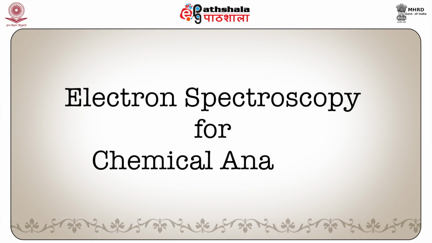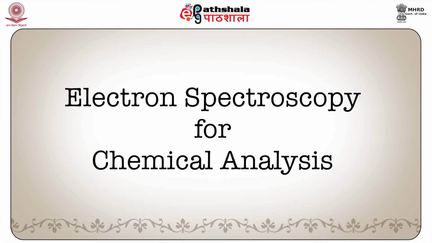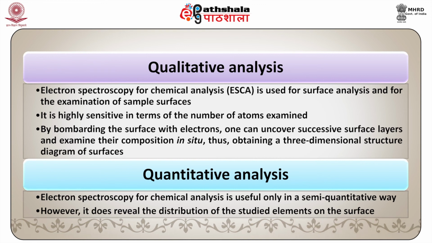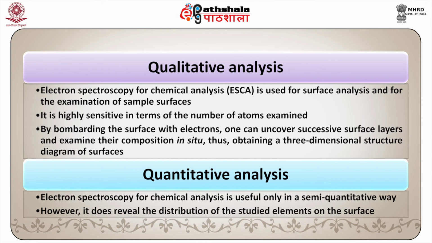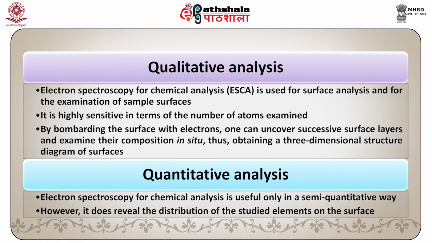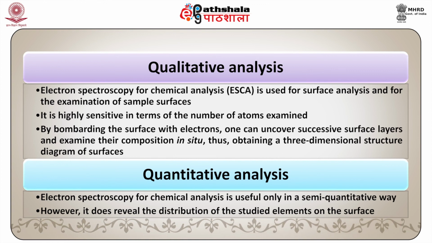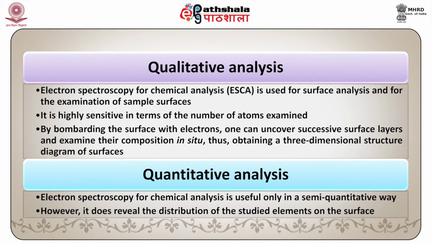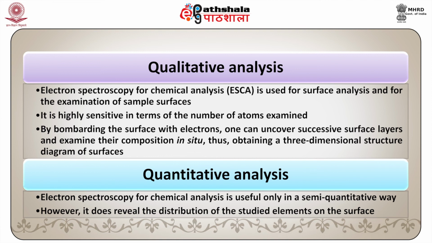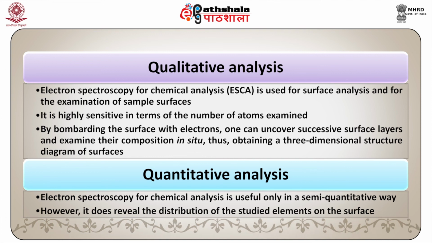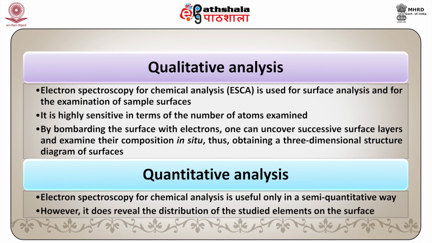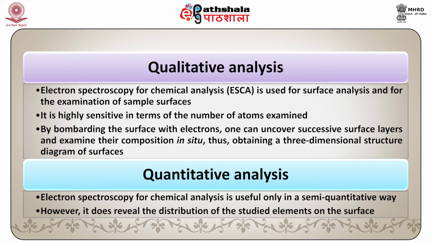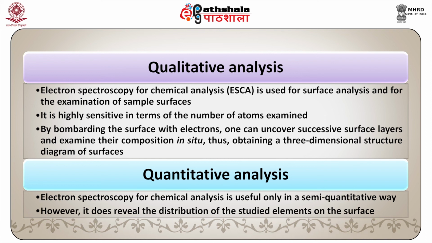Next is electron spectroscopy for chemical analysis. Qualitative analysis. Electron spectroscopy for chemical analysis (ESCA) is used for surface analysis and for the examination of sample surfaces. It is highly sensitive in terms of the number of atoms examined. By bombarding the surface with electrons, one can uncover successive surface layers and examine their composition in situ, thus obtaining a three-dimensional structure diagram of surfaces.